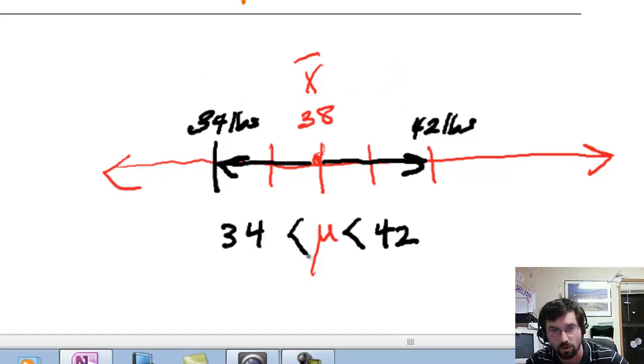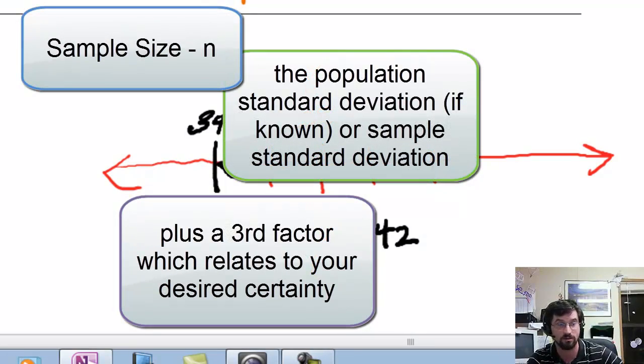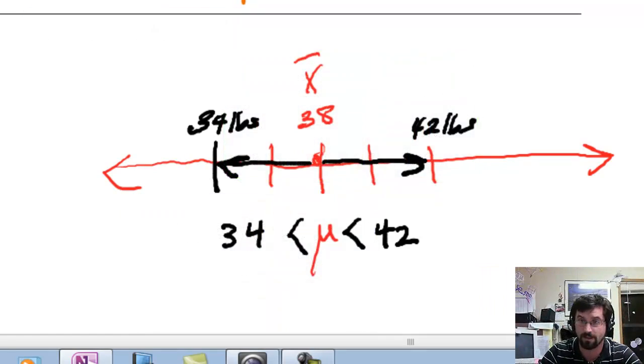Now, I said 4 in each direction, but normally, how far we go in each direction is not something we just randomly guess and select. We don't just pull it out of the air. It's based on those factors I just mentioned. So let's go over those. There are 3 factors that determine the width of an interval. Let's go there.